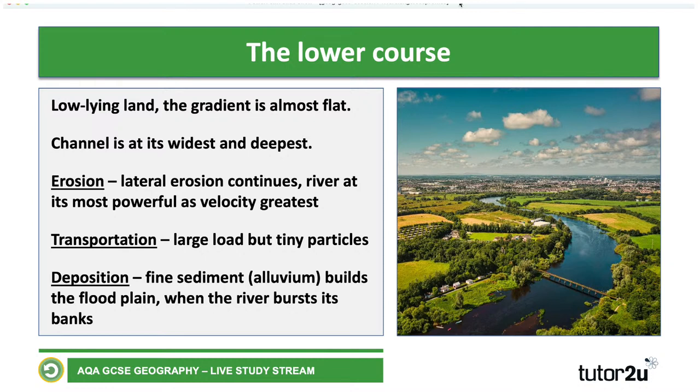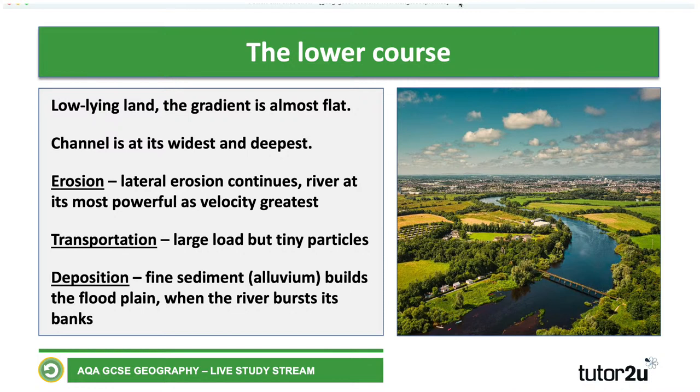Transportation, we've got a large load, but it is tiny, tiny particles, mostly suspension, some solution. So quite often the river in the lower course looks very, very brown. It's not necessarily dirty, it's just carrying a huge amount of sediment with it. And the deposition that we get here is fine sediment, it's alluvium, some of you will have heard of that. It builds up the floodplain when the river bursts its banks. It's also really fertile, so when it bursts its banks and covers the floodplain, it will deposit lots of silt there, which will be really good for farming eventually. And deposition is actually our main fluvial process in this lower course of the river.